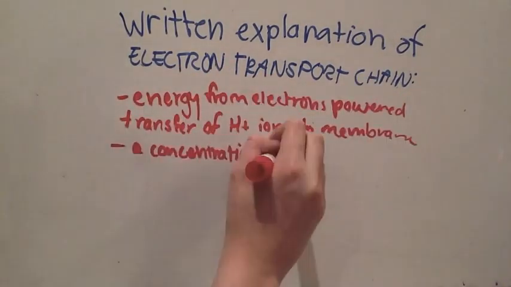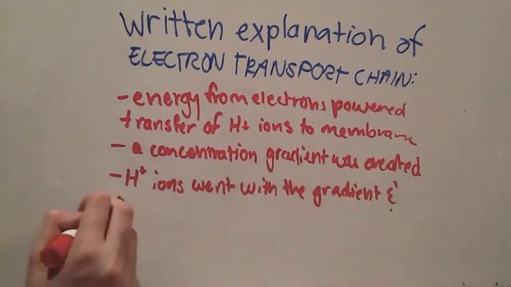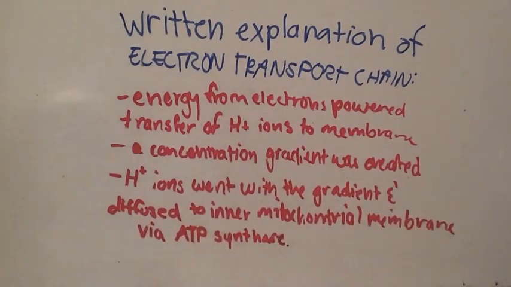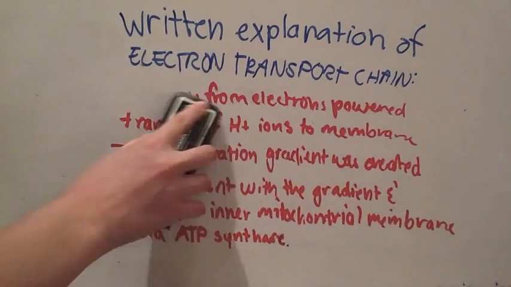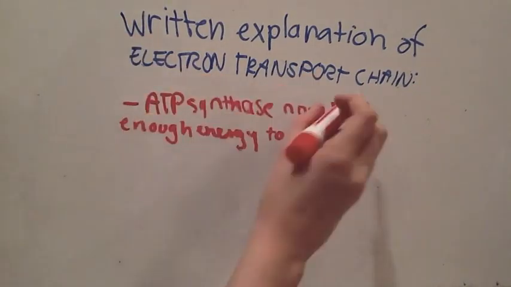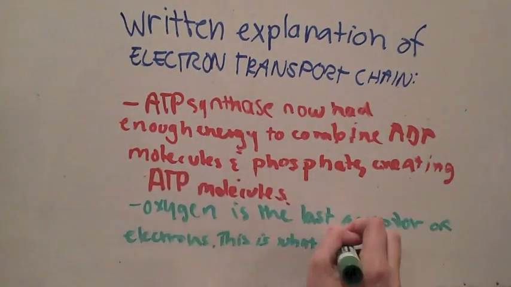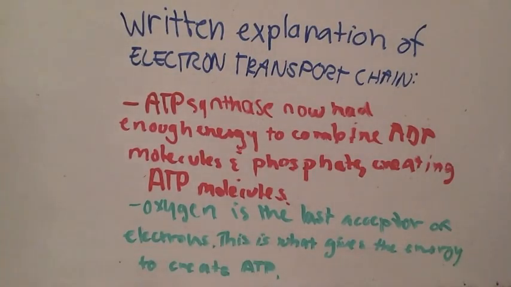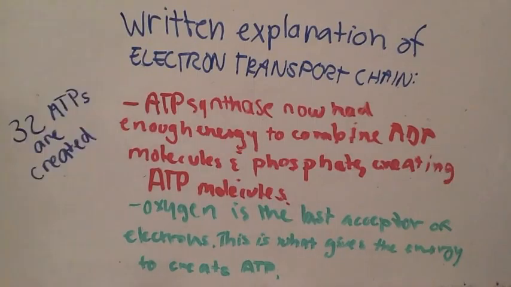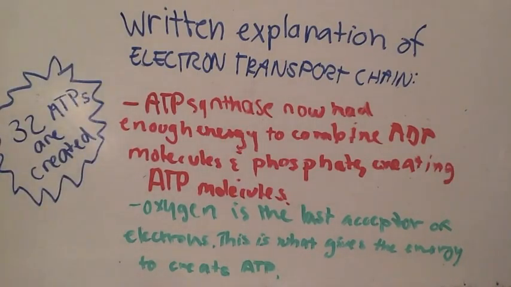Energy from electrons powered the transfer of H+ ions to the membrane. A concentration gradient was created, and the H+ ions went with the gradient and diffused through ATP synthase. ATP synthase now had enough energy to combine ADP molecules and phosphate, creating ATP molecules. Oxygen is the last acceptor of electrons, and this is what gives the energy to create ATP. 32 ATPs are created during the electron transport chain.